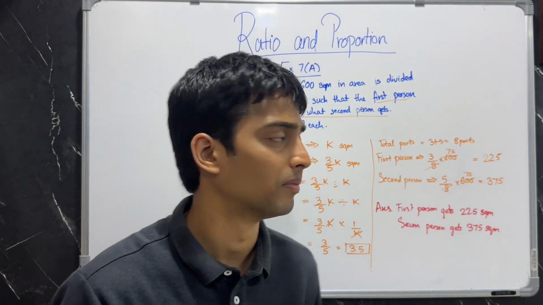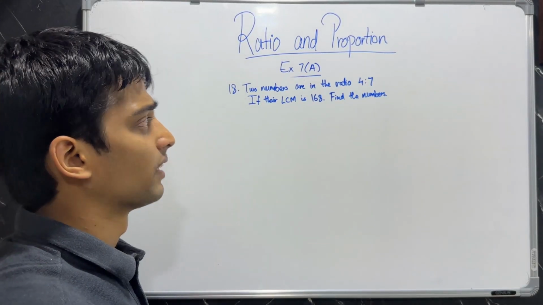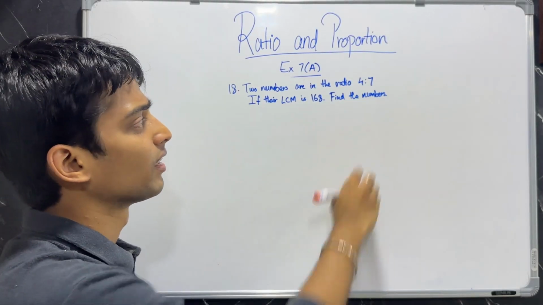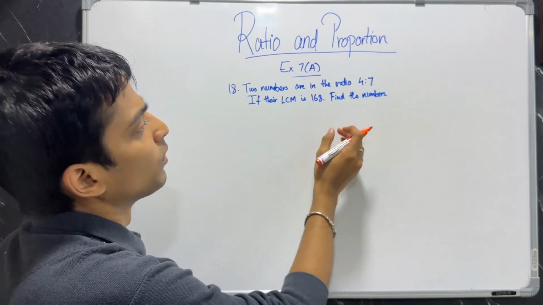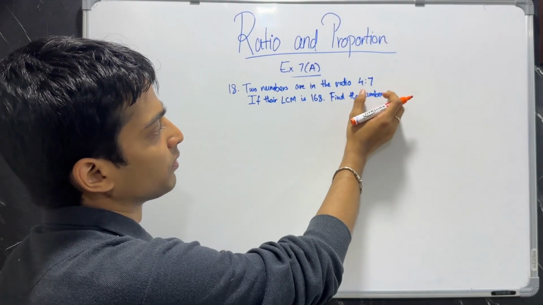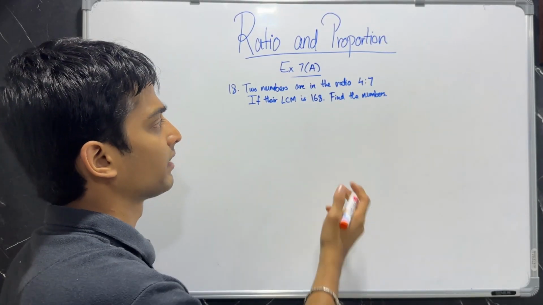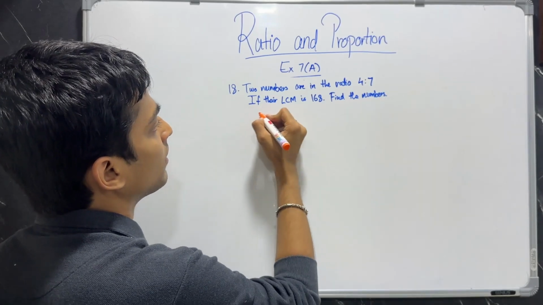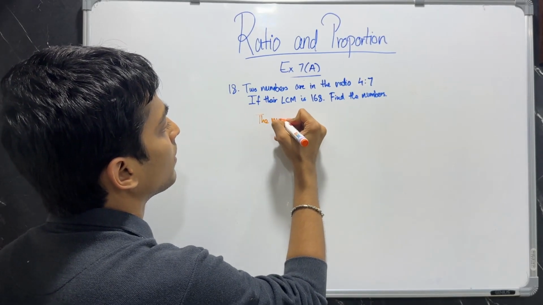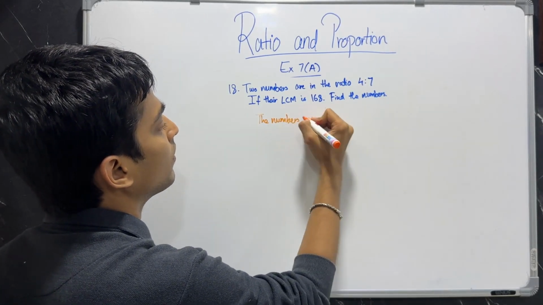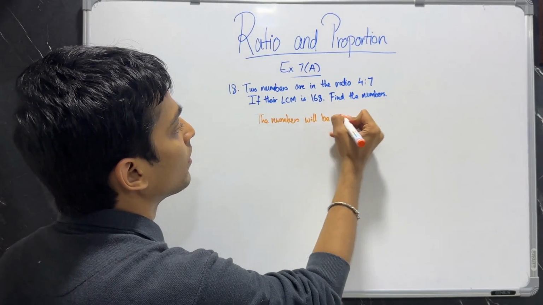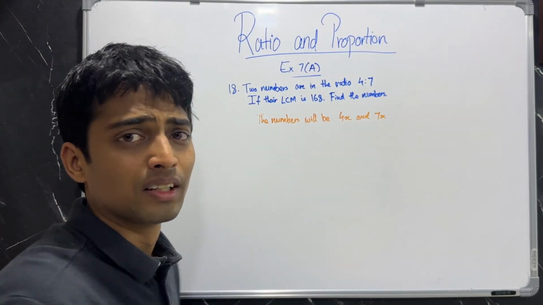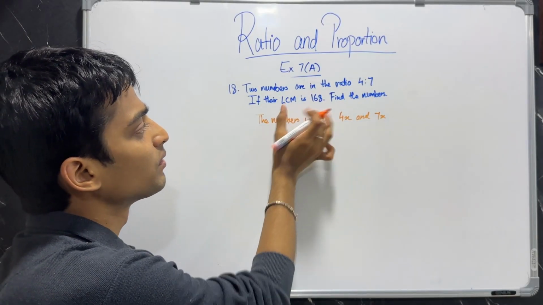Let's move on to the next sum. 18th sum. Two numbers are in the ratio of 4:7. If their LCM is 168, find the numbers. So since there are two numbers in the ratio of 4:7, let the common factor be x. Then the numbers will be 4x and 7x. Now what they are saying is their LCM is 168.